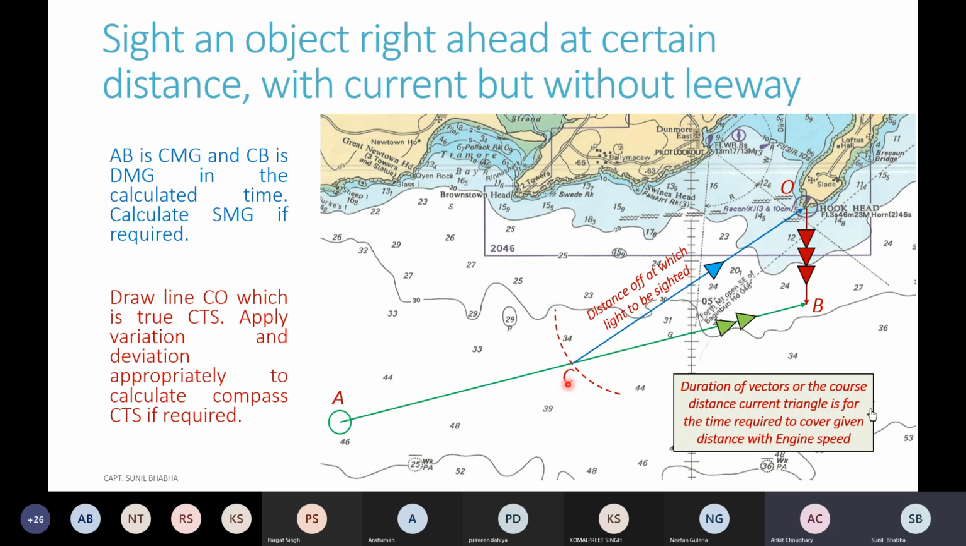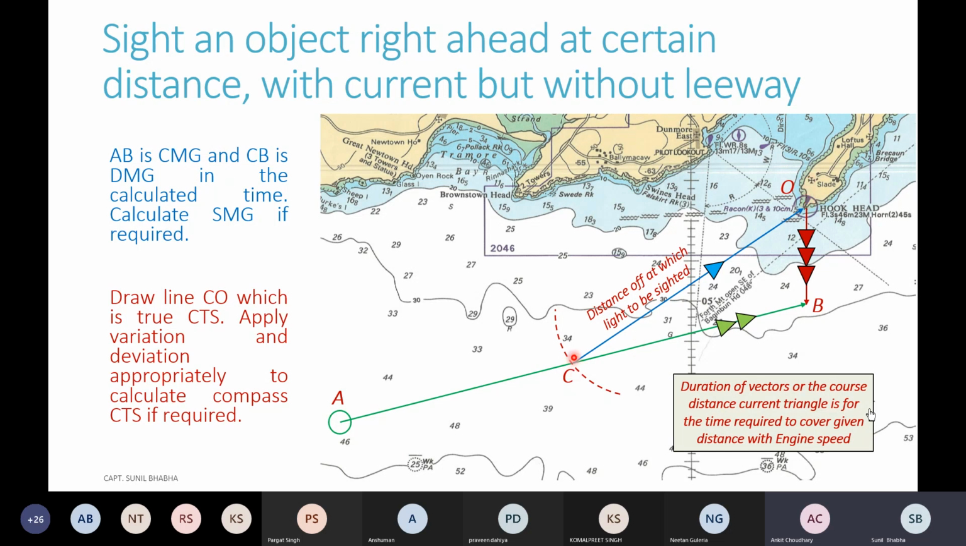And you see at point C, when the ship is at point C, the heading will be in the direction of CTS, course steered, and it is pointing right into the lighthouse. So Hook Head light is going to be right ahead when the ship is at C point, the Charlie point. However, the track on which the ship is actually moving is the green color track. That is the course made good track. So the ship will be proceeding from Alpha to Charlie and then Charlie to Bravo over the ground. But at point Charlie, the Hook Head lighthouse will be right ahead.